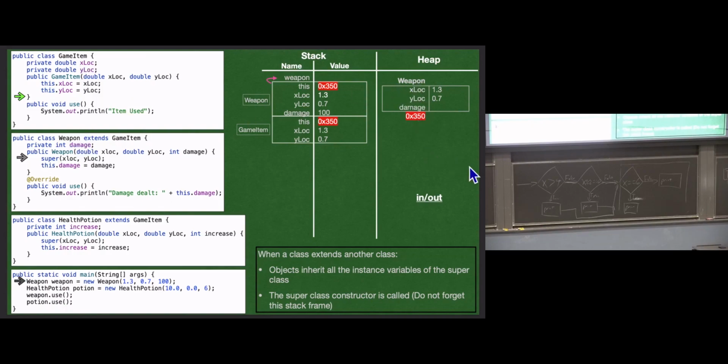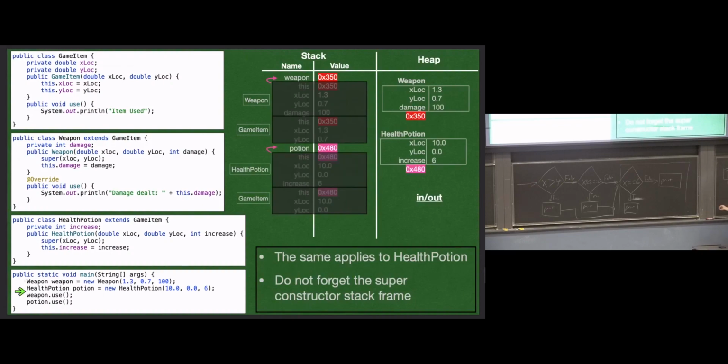So make sure you get your inherited instance variables, and both constructor calls on there. Same thing with health potion, extends game item. Make sure you get both constructor calls on there. That's an easy instant fail.